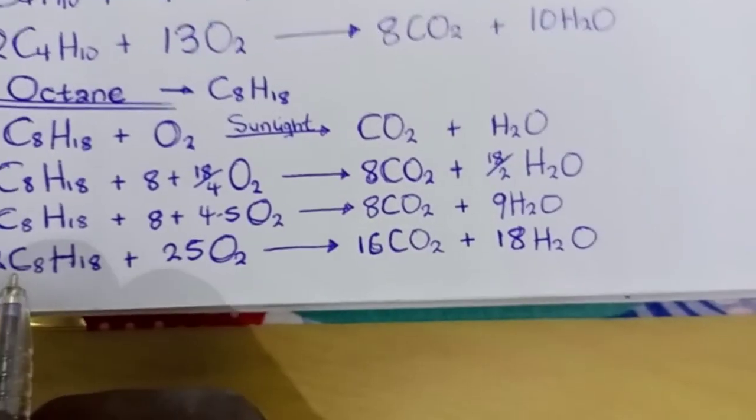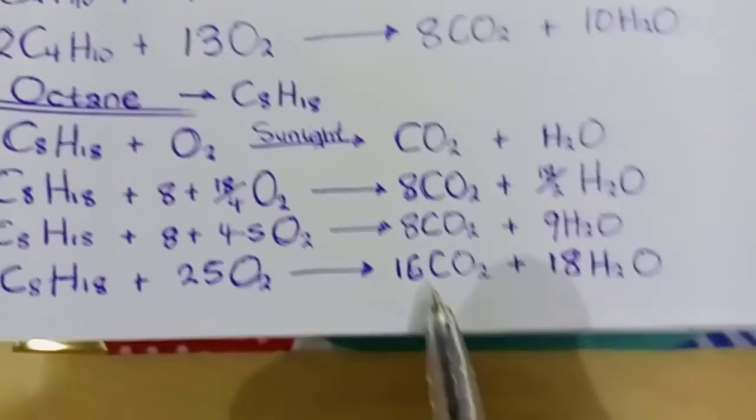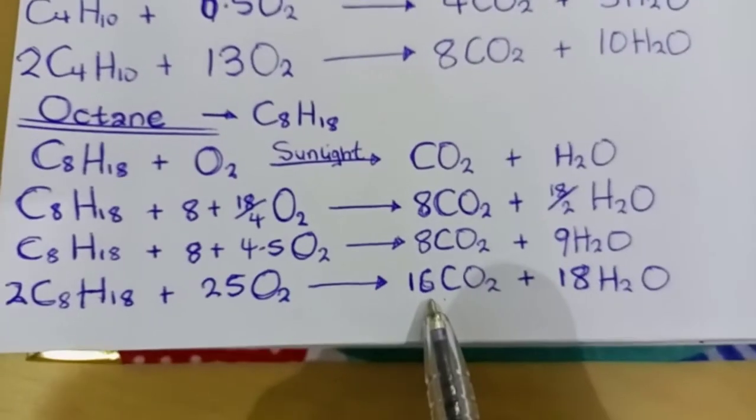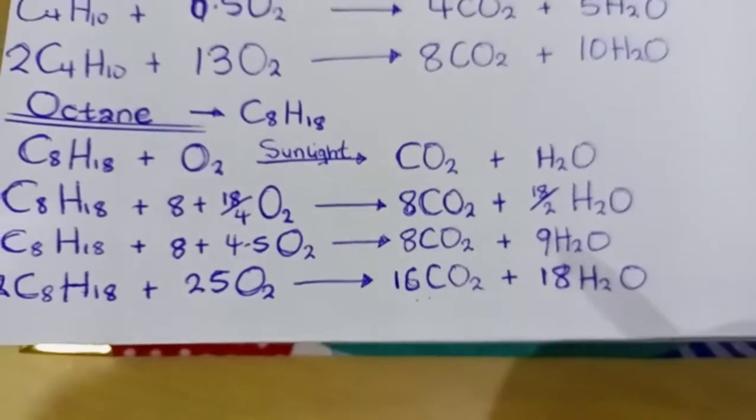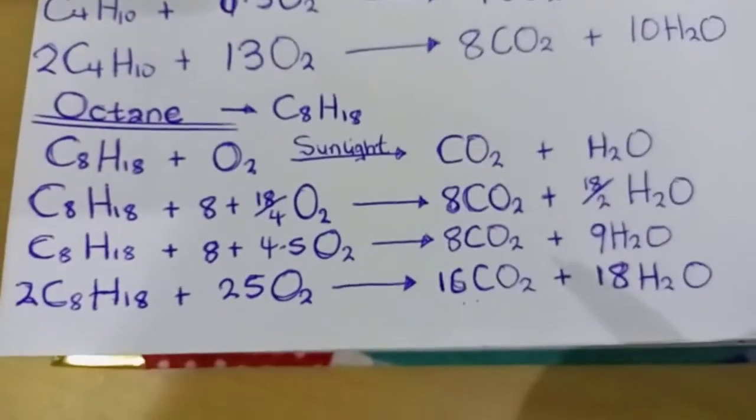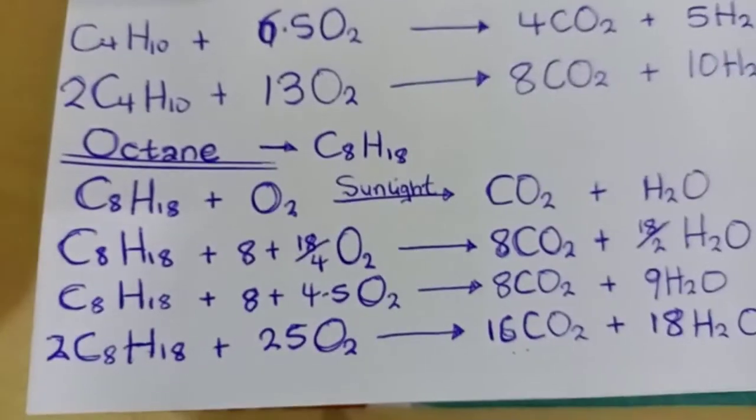So we have 16 atoms of carbon, and we have 16 atoms of carbon on the right side. Atoms of oxygen here, we have 50 atoms of oxygen, also on the right-hand side. So this is how to balance combustion reactions.